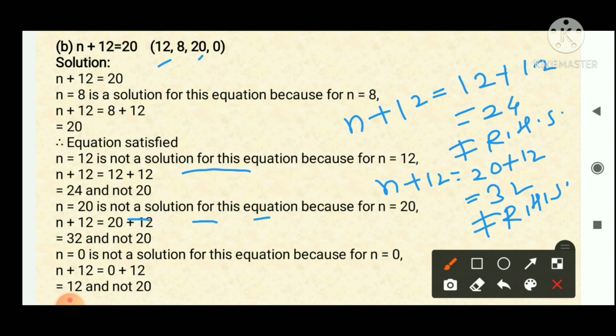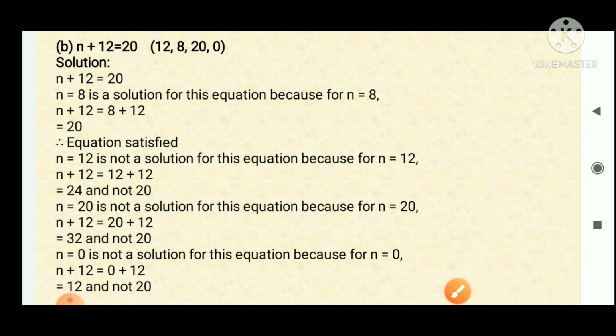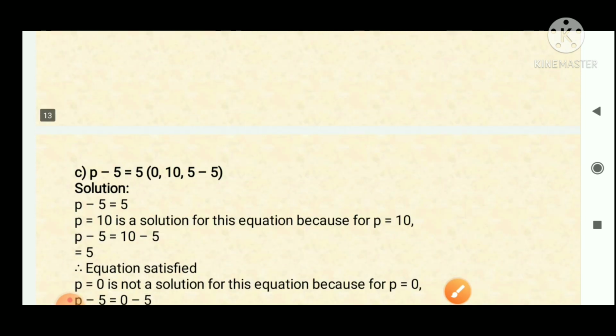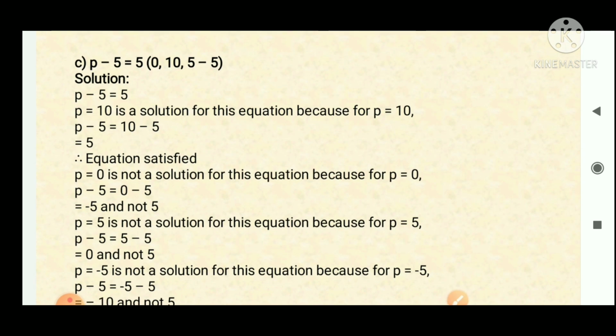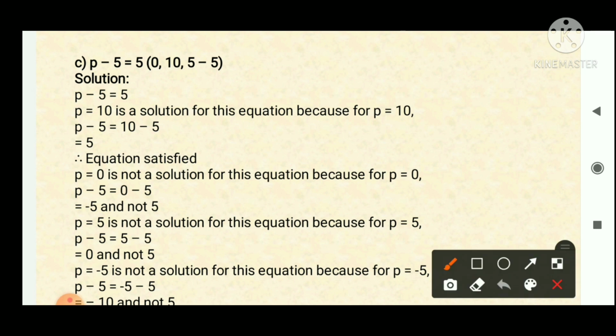Next, n is equal to 0. So if we put n plus 12 is equal to 0 plus 12, we get 12, which is not equal to the right hand side. So here n is equal to 0 is not a solution for this equation. So among these four values, n is equal to 8 is a solution for this equation. Now we will see the next equation, p minus 5 is equal to 5. The left hand side of this equation is p minus 5.